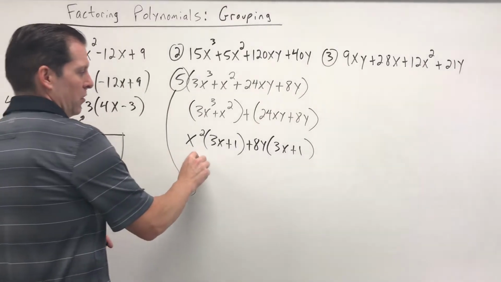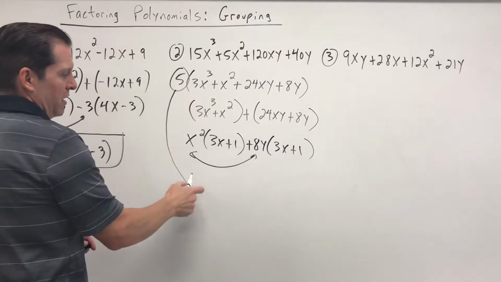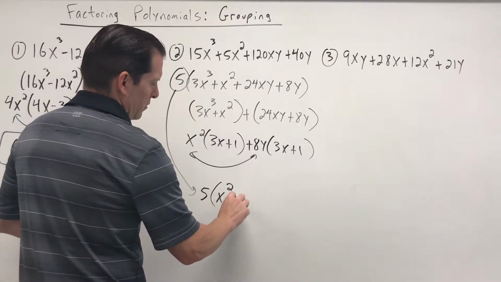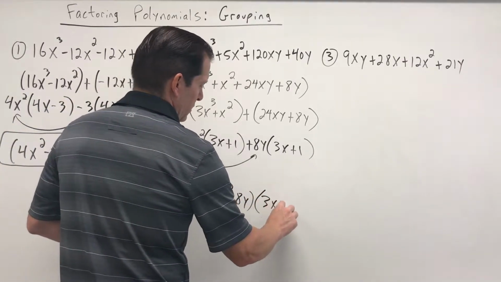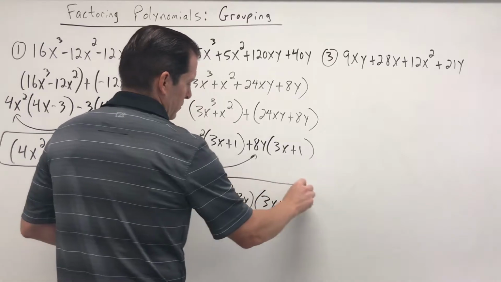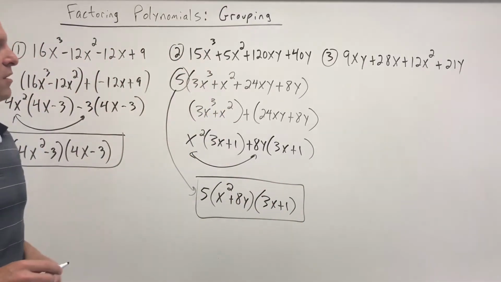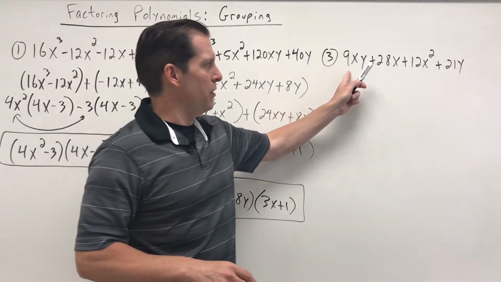So now we can go ahead and group those together, bring down your common factor, and that would be x squared plus 8y times 3x plus 1. And if you multiply this together, you would see that you get this up here. All right, so let's look at number 3.